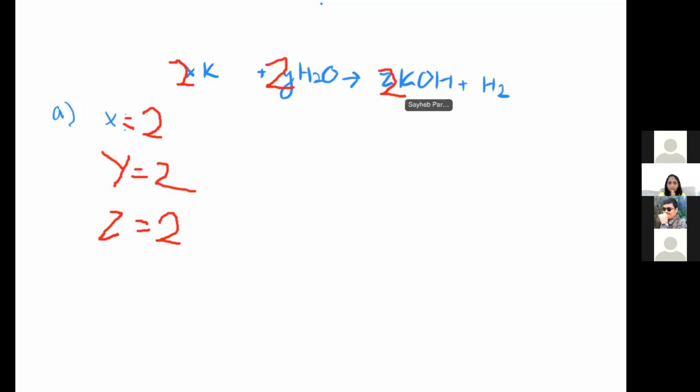Any questions for part A? Understood. Going on to B, they ask to name the reactants and the products in the chemical equation above. Question number 2 is very kind enough to give the whole equation up there. Basically, reactants are anything before the arrow. So this is your reactant.